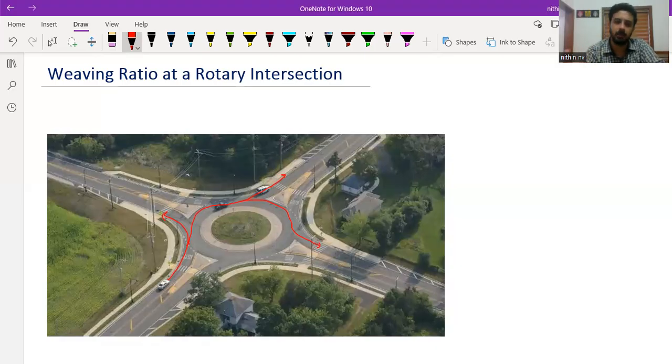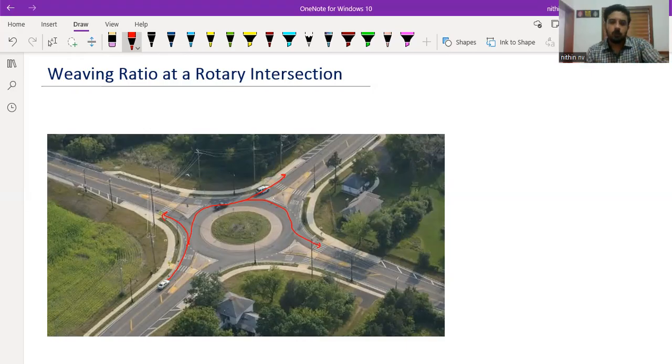I've seen students making mistakes repeatedly, even after explaining it thoroughly. So in this video, I'll be telling you a trick, a very simple way of calculating the weaving ratio, whatever the number of legs they give. We'll also be doing two different sample questions.